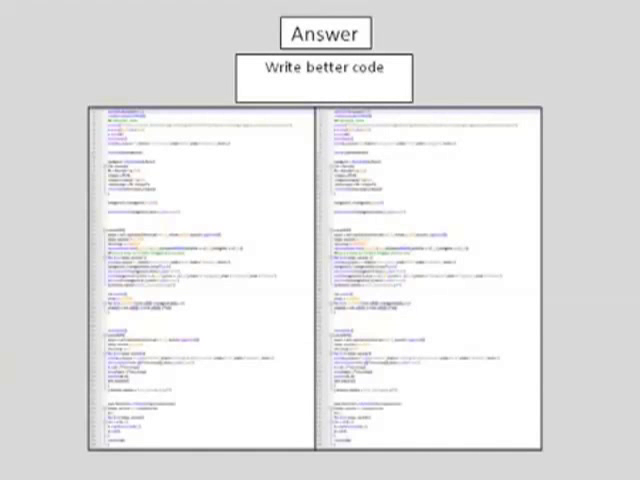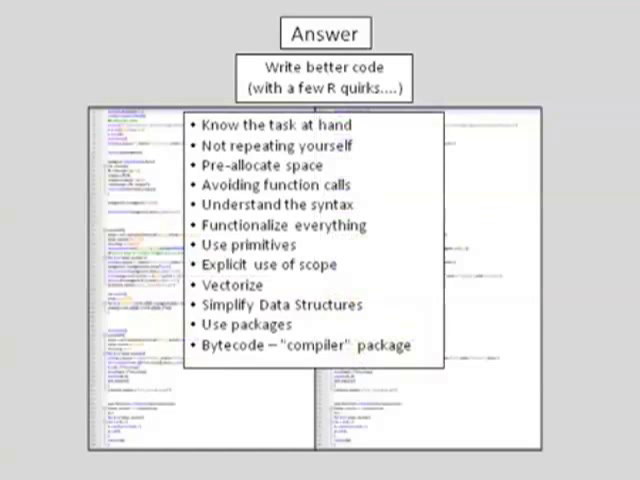What's my answer to those questions above? We have to write better code with a few R quirks. So the first thing we're going to talk about is to know the task at hand, to not repeat yourself, to pre-allocate space, to avoid function calls, to understand the syntax, to functionalize everything, to use primitives, explicit use of scope, to vectorize, to simplify data structures, to use packages, and I'll end with a note on the compiler package.